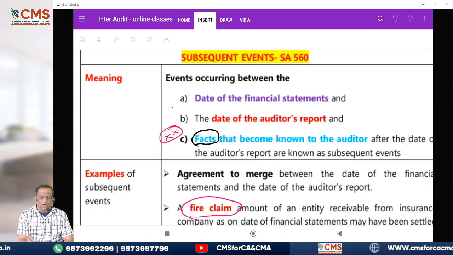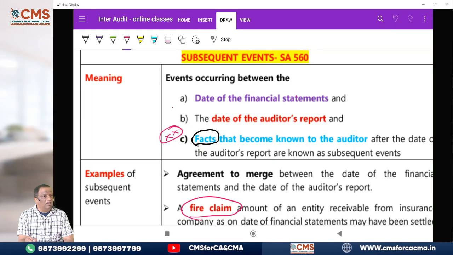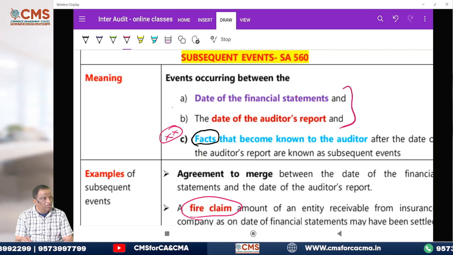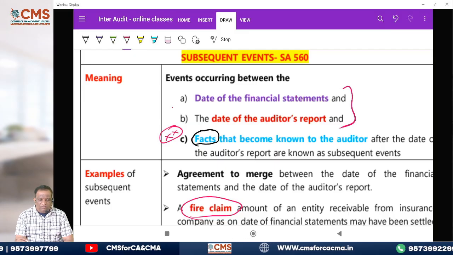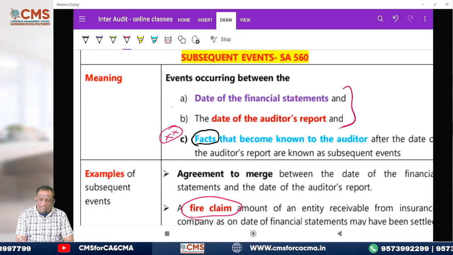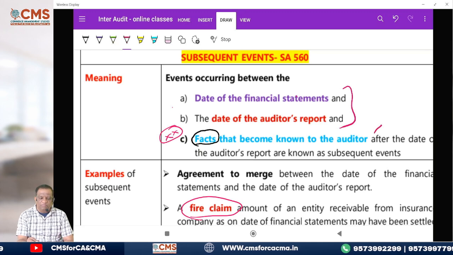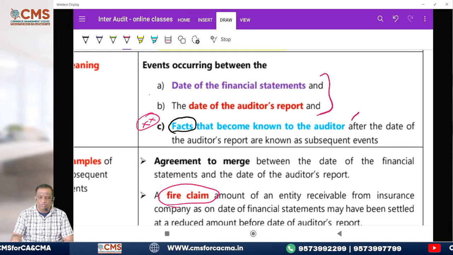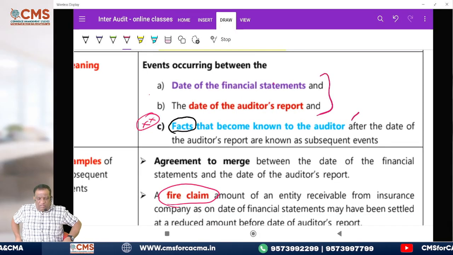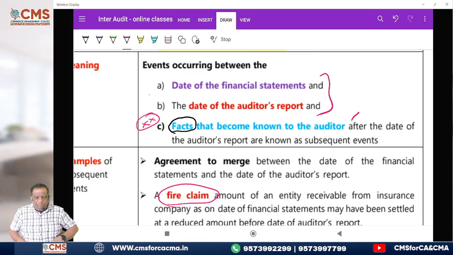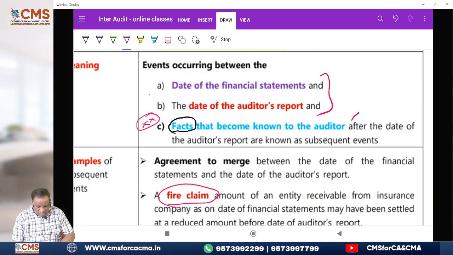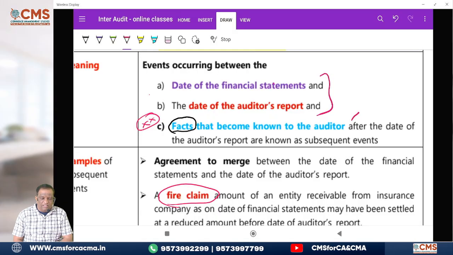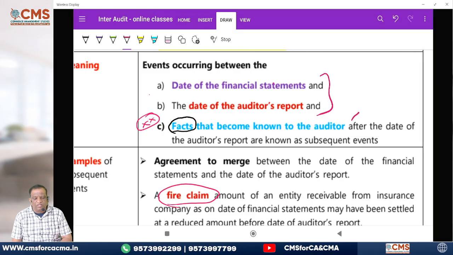To begin with, what do I mean by subsequent events? Events occurring between two dates, basically. That is the date of financials and the date of audit report. This is the old definition. But when this SA 560 got revised, they've added one more timeline here. That is the facts that become known to the auditor even after the date of the auditor's report. So earlier it was very simple: the events occurring between the date of financials and the date of audit report. But now it will also include one more level, the facts that become known to the auditor even after the date of the audit report.